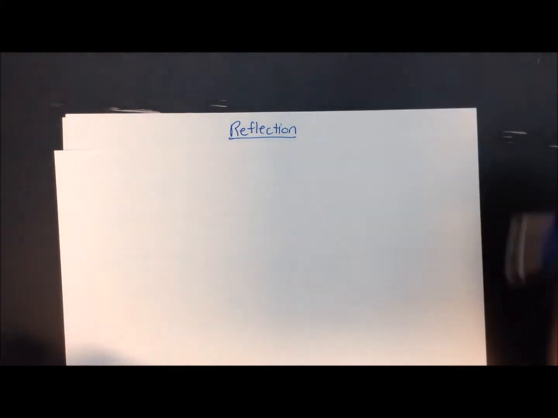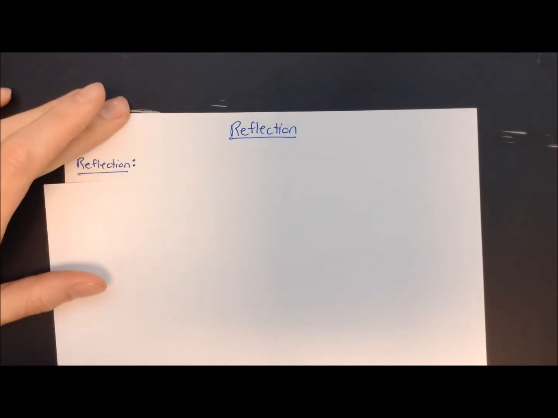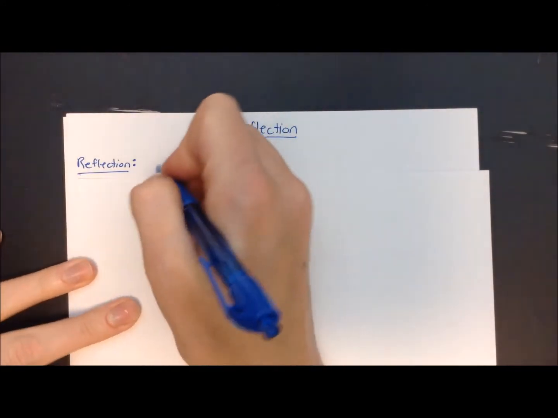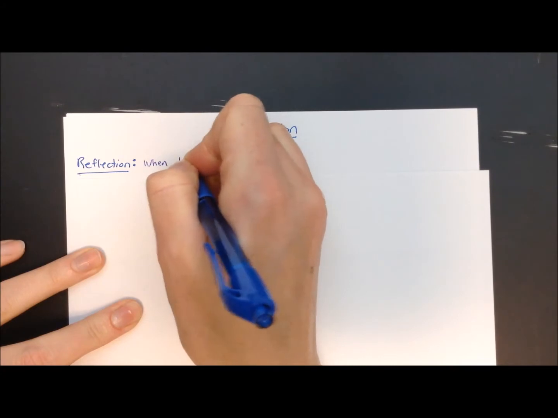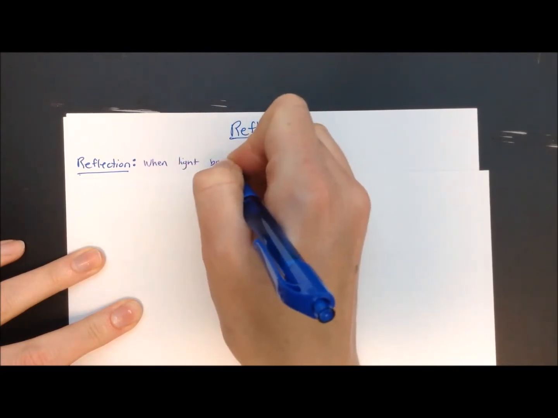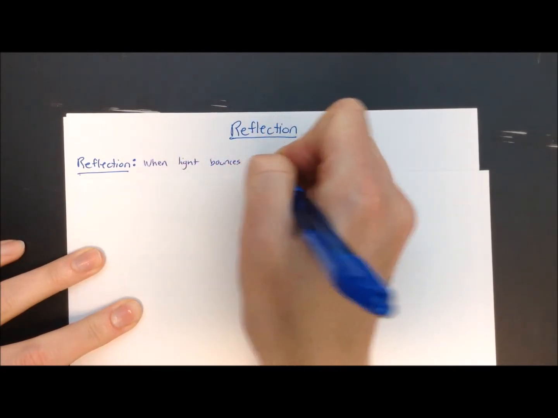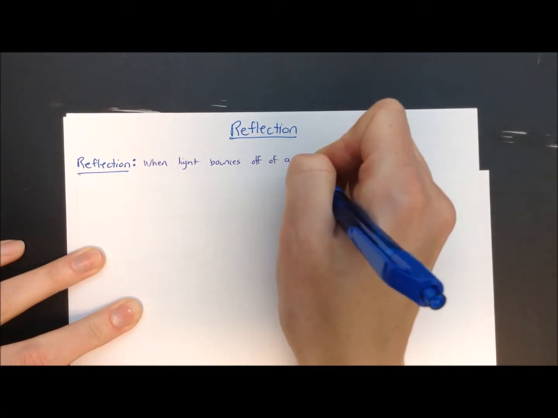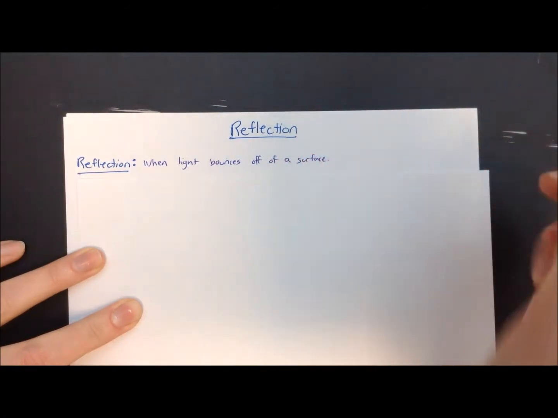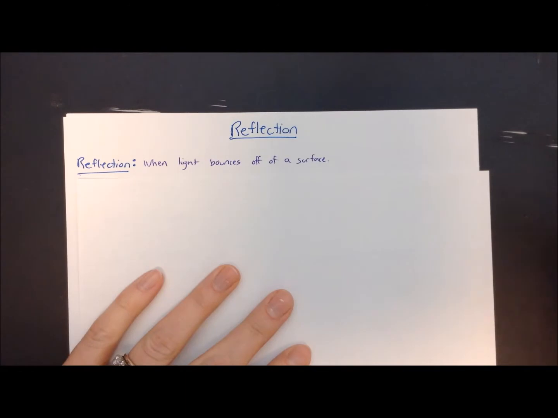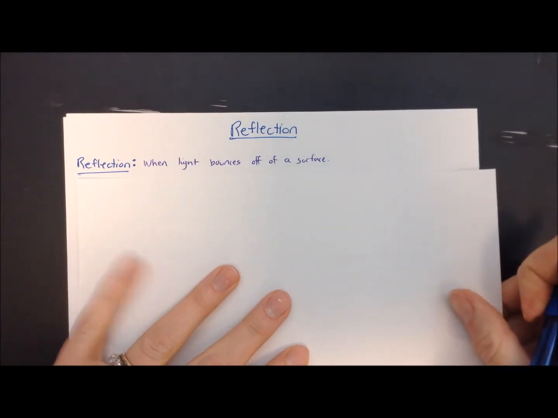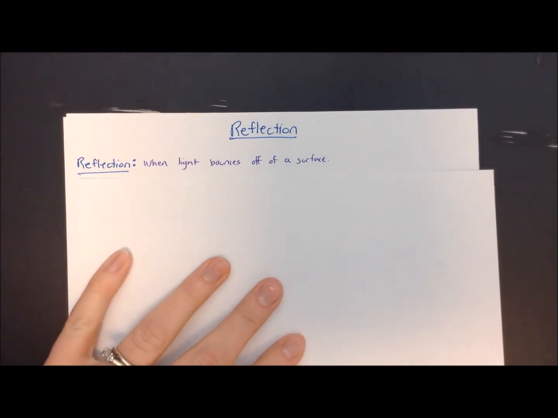Alright, so when we talk about reflection, we're talking about something in particular happening, and that is when light bounces off of a surface. Any kind of surface, opaque, clear, transparent, it doesn't matter. If light is bouncing, that's reflection.